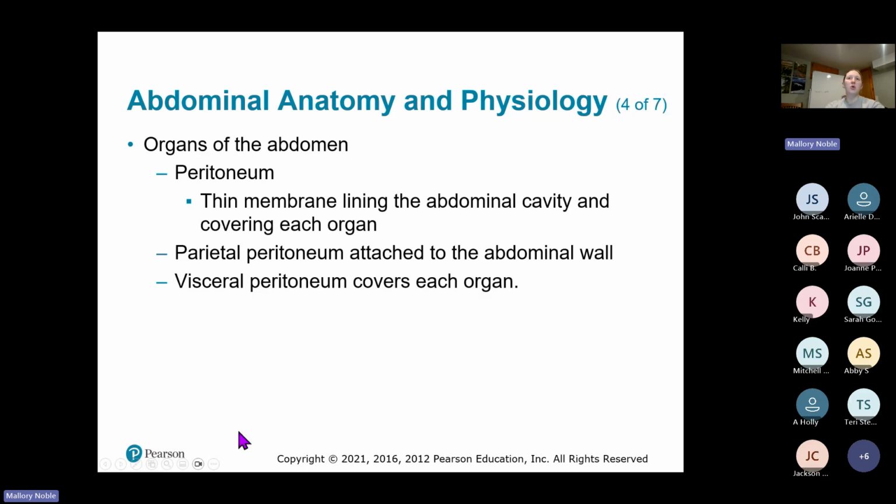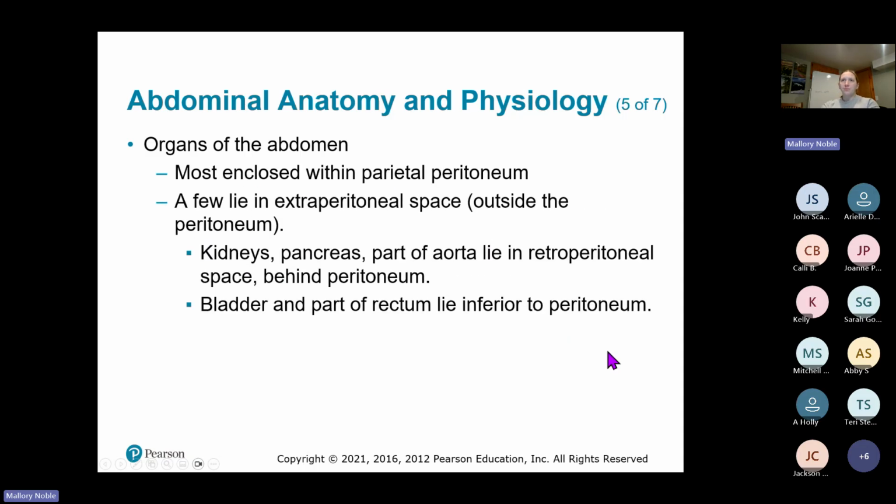So if I were to say parietal pleura, pleura referring to the chest cavity, parietal referring to the cavity itself, that would be essentially the same thing, this thin membrane covering the chest cavity, as opposed to a parietal peritoneum, which is going to be that thin membrane covering the abdominal cavity. Okay, so these are just descriptor words for this thin membrane that's in these areas.